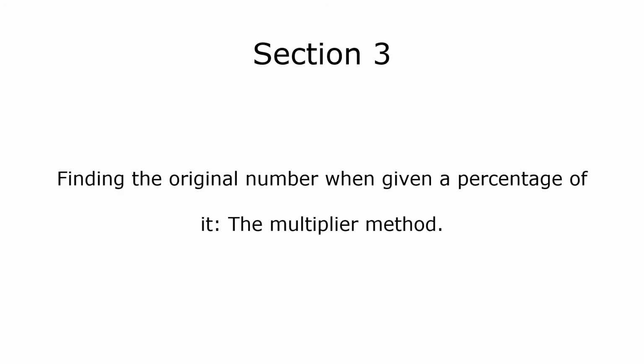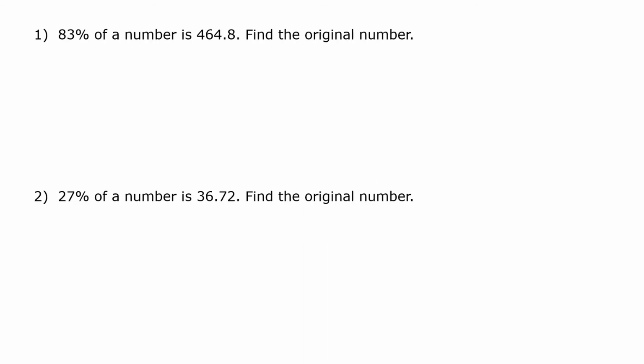So earlier on in Unit NP11, you should have had a look at using multipliers to find percentages and to increase and decrease by a given percentage. Now we're going to look at using multipliers to find the original number when we're given a percentage of it. So question 1, 83% of a number is 464.8. Find the original number.